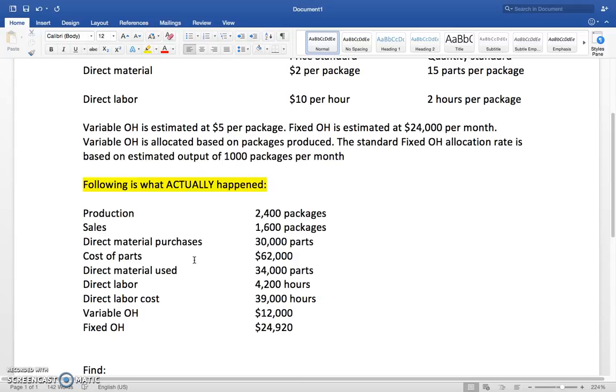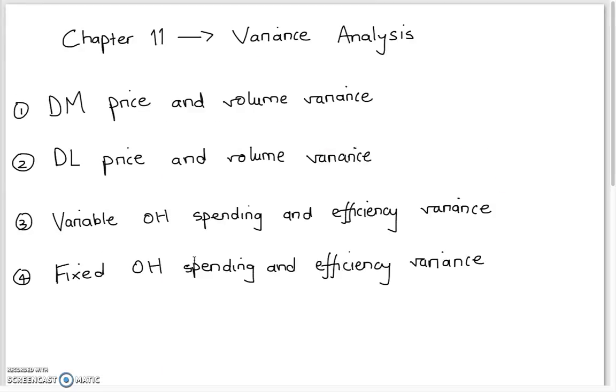So following is what actually happened. Production 2,400, sales 1,600, direct material purchase is 30,000, cost of parts 62,000, and the list goes on. I made this list, so I'm not going to go over it again, but I will be showing you what all of this means and where it goes when I'm doing the question. So let's get started. In order for me to do the first part, which is direct material price and volume variance, just a second.